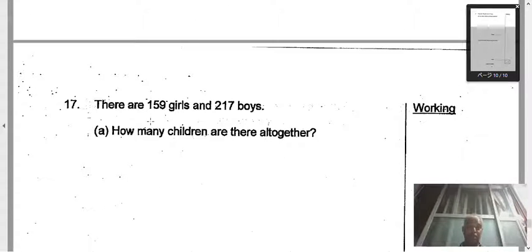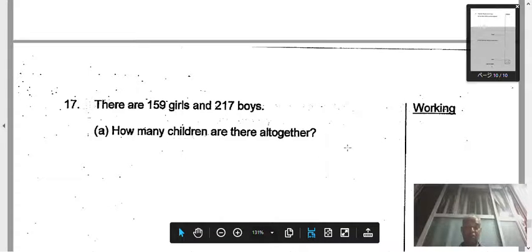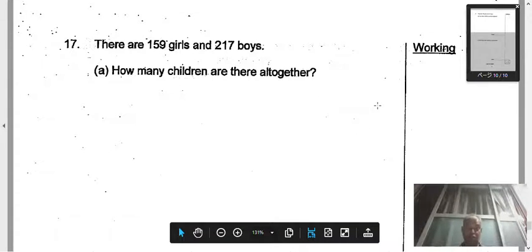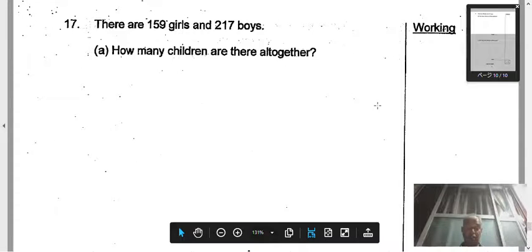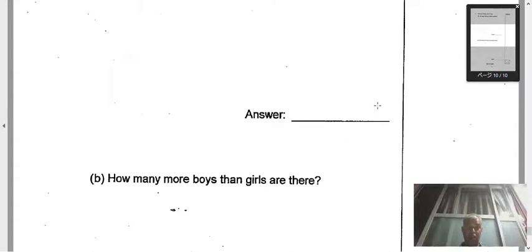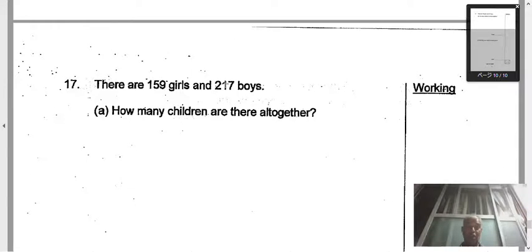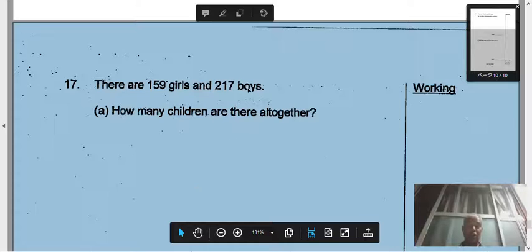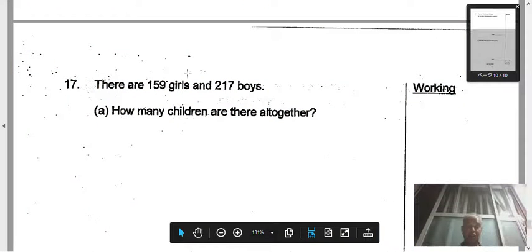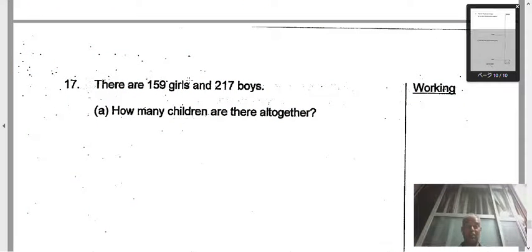There are 159 girls and 217 boys. How many children are there altogether? Think what to do. Okay, that is part A. Now let's go to part B. How many more boys than girls are there? So look at this. How many boys are there? 217 boys. How many girls are there? 159 girls. Okay, so in that case, how many more boys than girls? More boys than girls. So what to do, subtract or add?